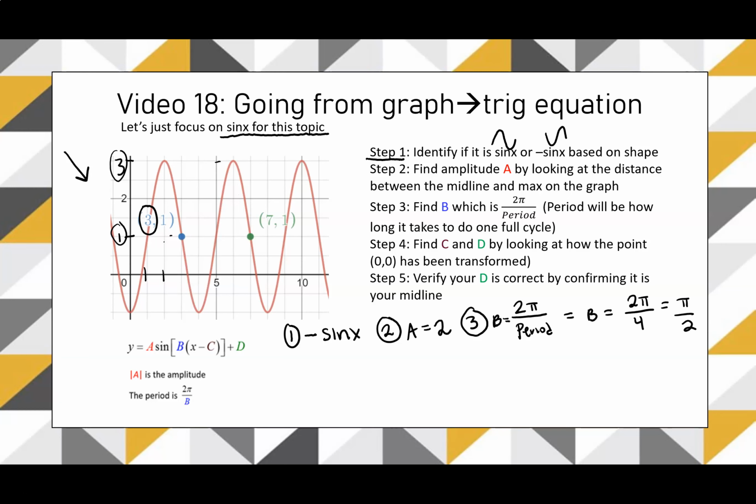All right, let's clean this up a little bit. Next, step 4, we're going to try to find c and d and look at how the point 0, 0 for sine x has been translated. We know that our original point for sine x starts at 0, 0, and what's happened? We've gone right 3, up 1. I like to write that as right 3, up 1, just a reminder to me that I have to write my right 3 as the opposite.